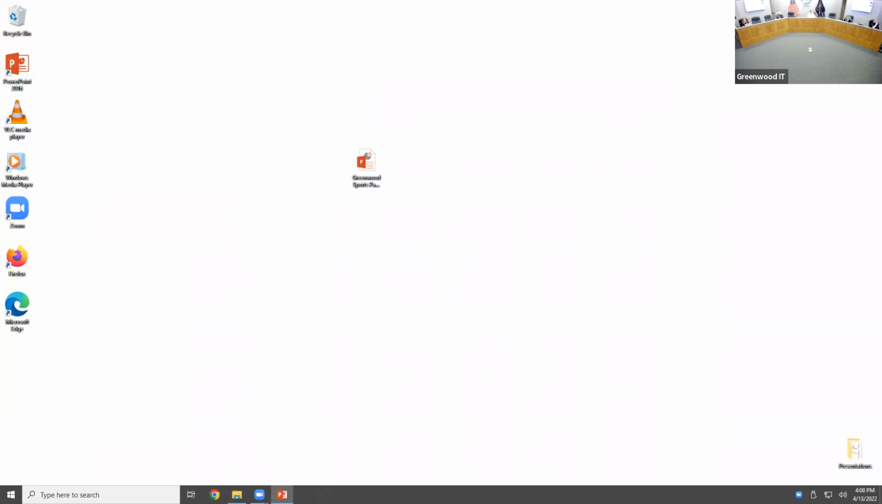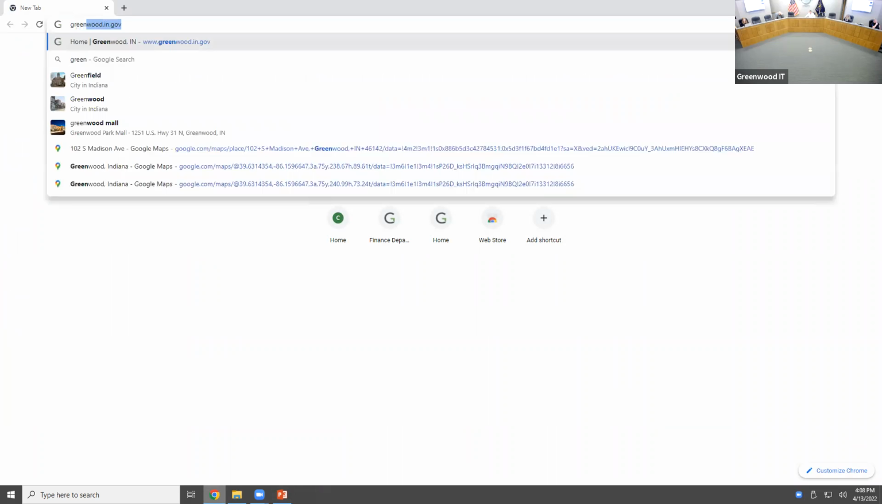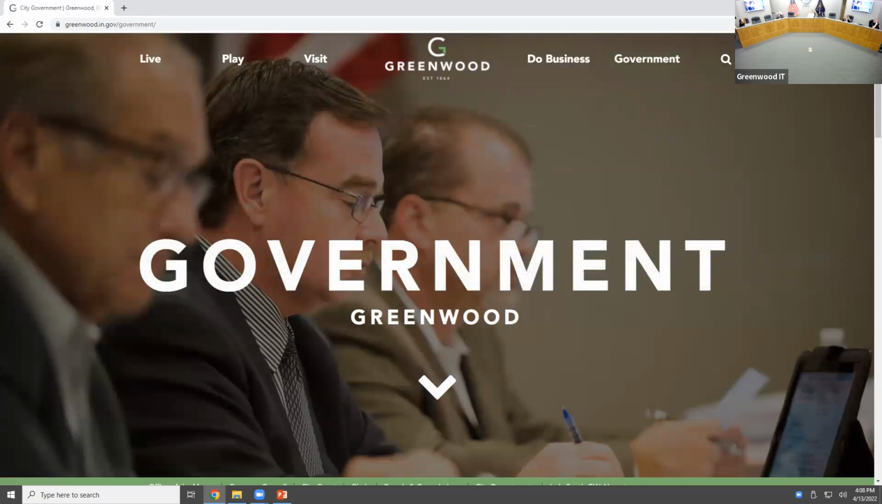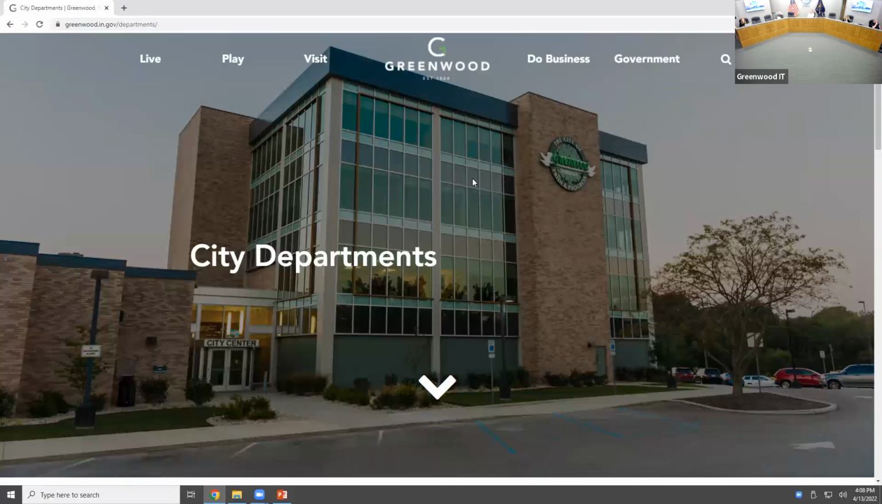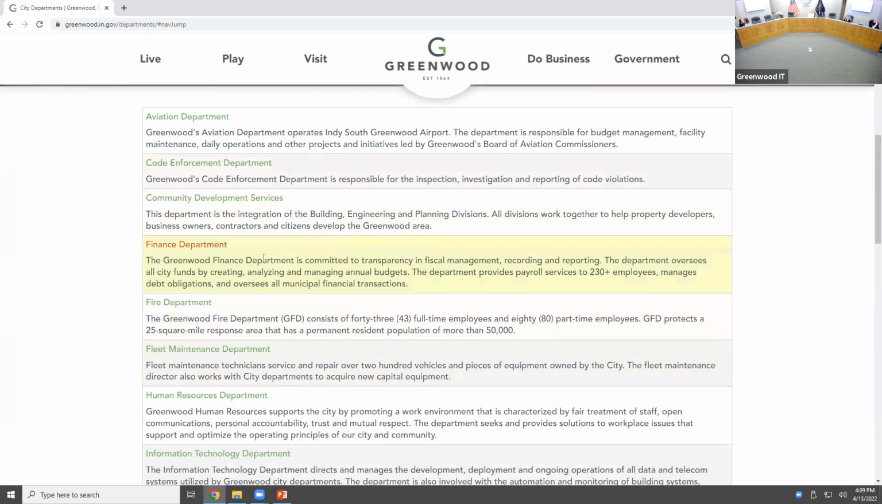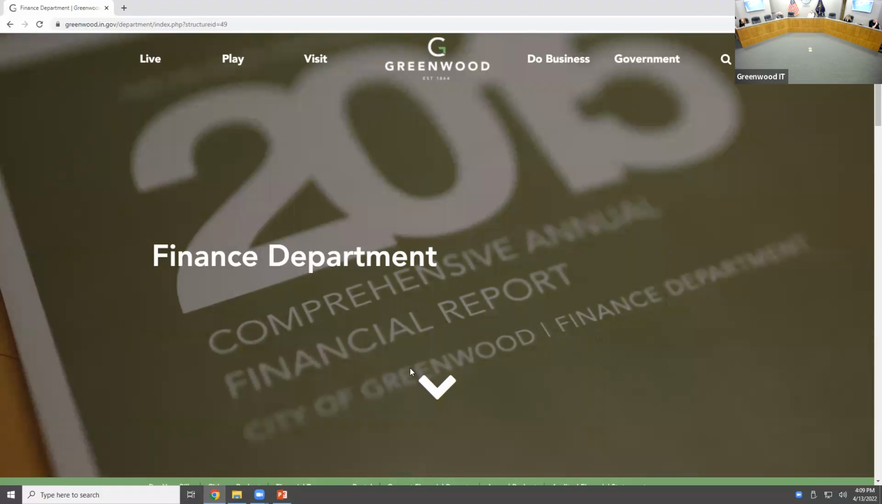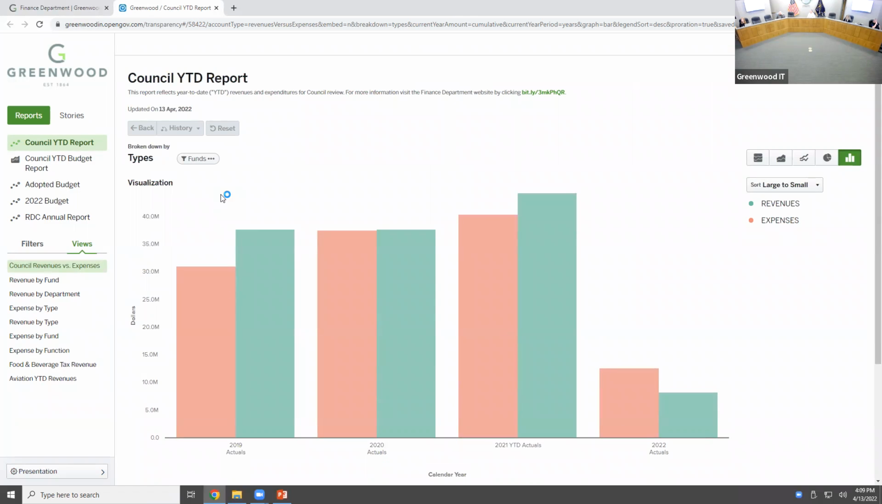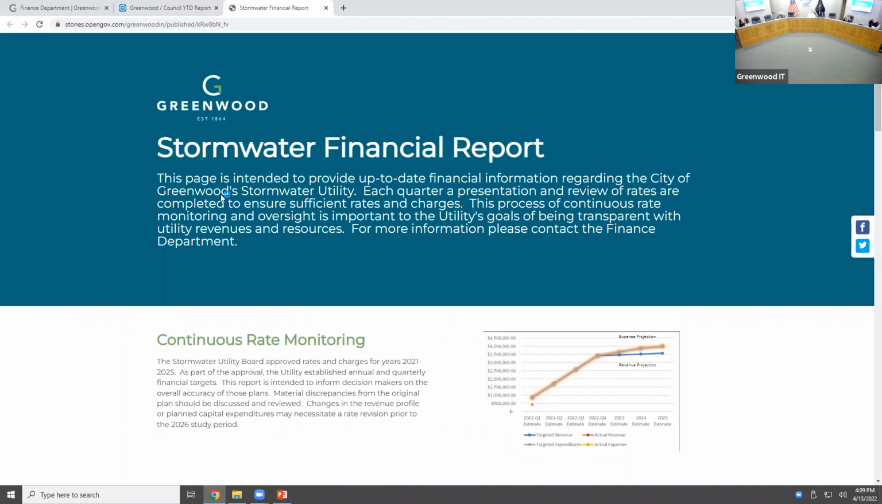I'm going to have to go to the city website. So if you go to city departments and scroll down to finance, and then ultimately go to the transparency portal, we hit a landing page such as this, where this information is now stored. It's under this stormwater financial report. So this is the PDF that you saw at the start of your packets, but it's actually just a PDF of a live web page that's updating.